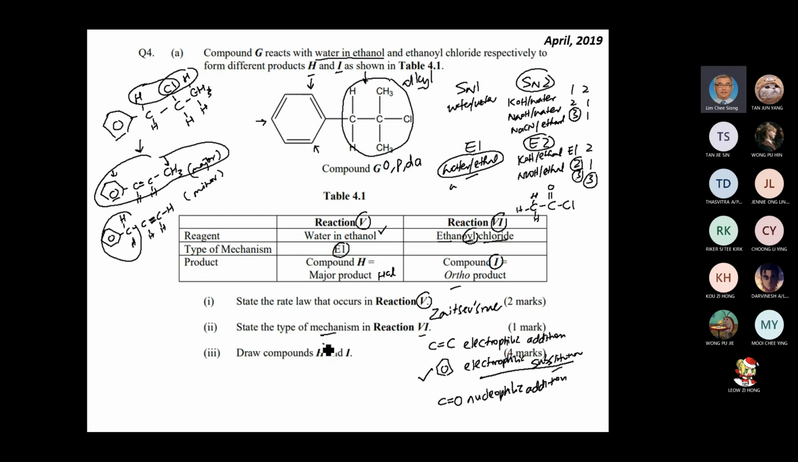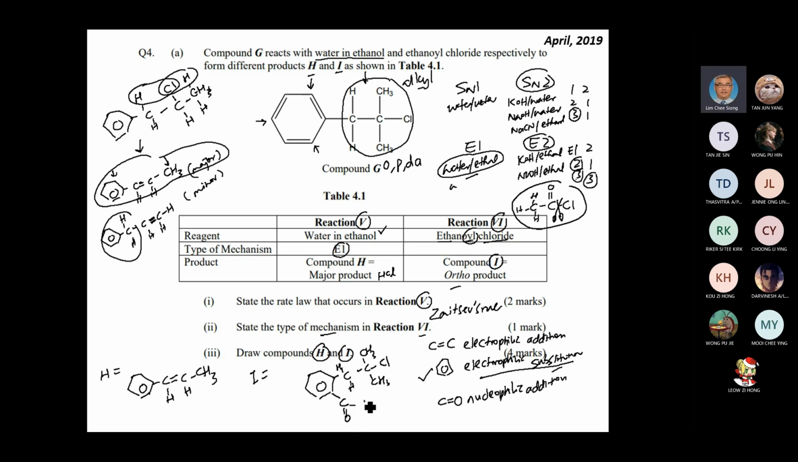Okay, now draw compound H and I. Then I know this is the compound that we have. H equals this, and I equals this. Ortho, connected to this part. Which one? Connected to here. Put the scissors, cut. CO, then followed by CH3.